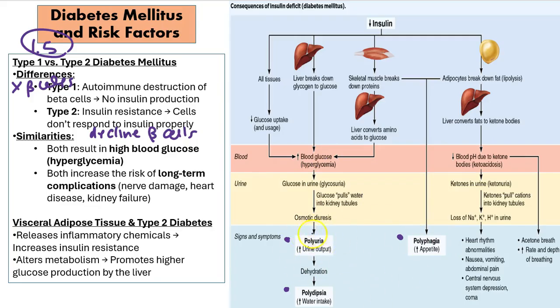So, okay, polyuria, increased urine output, decreased blood volume causes dehydration, which then causes polydipsia, which is going to make you feel very thirsty and want more water. And this is a vicious cycle that folks are going through.